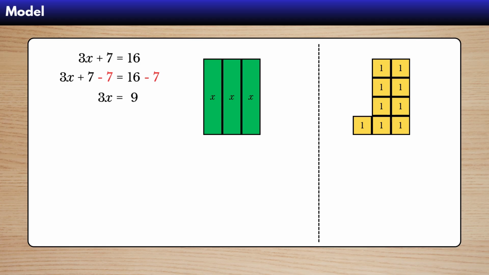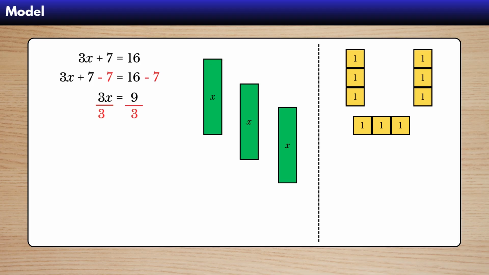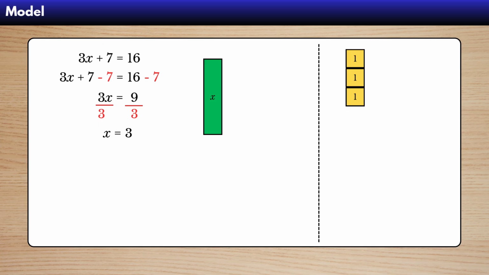We know that 3 of x is equal to 9, so we will split up both sides of our equation into 3 equal groups, also known as dividing by 3. Looking at each group, we can find out that 1x is equal to 3.